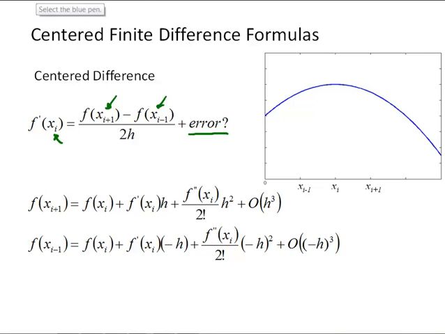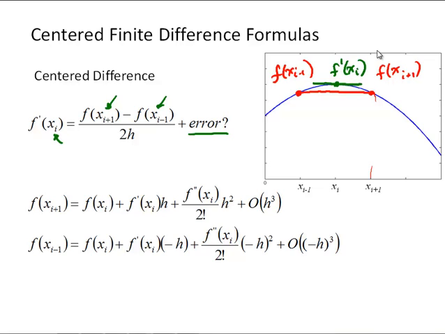So now we are, again, taking that point f(x_{i-1}) and f(x_{i+1}) and using that approximation to approximate the slope here, f prime at x_i. And just looking at the picture, since they're on either side, and for this particular case, and it's generally true, it looks like it'll be more accurate. And we can look at the Taylor series expansion for both of those cases.